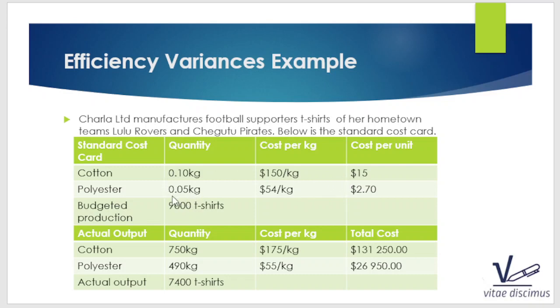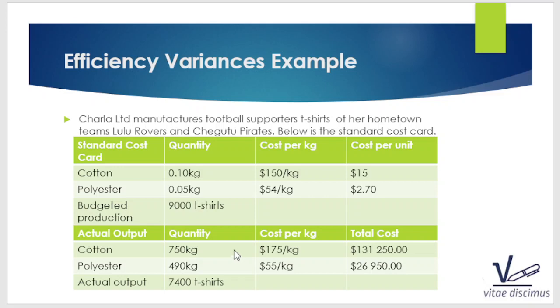Then in terms of polyester, it's going to be 0.05 kilos, which is 50 grams, and each kilo is supposed to cost $54. Then each t-shirt is going to use $2.70 worth of polyester. They budgeted to produce 9,000 t-shirts. In terms of actual output, the company actually used 750 kilograms in total of cotton and 490 kilograms of polyester to produce 7,400 t-shirts.